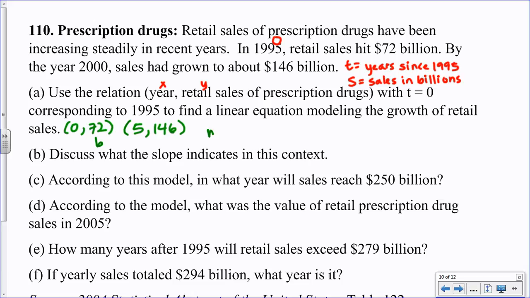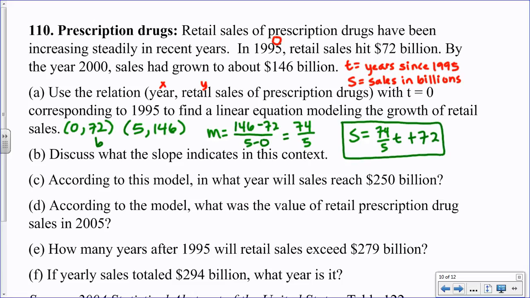So 146 minus 72 over 5 minus 0. I'll go ahead and calculate this for you because we're running short on time. 74 over 5. So then my equation is sales equals 74 over 5 t plus 72. Do we see how we got the equation there?